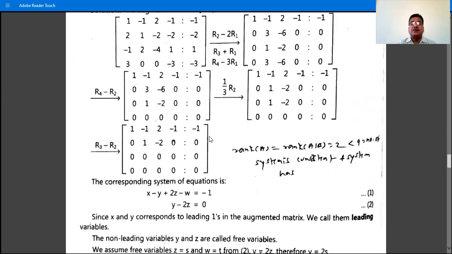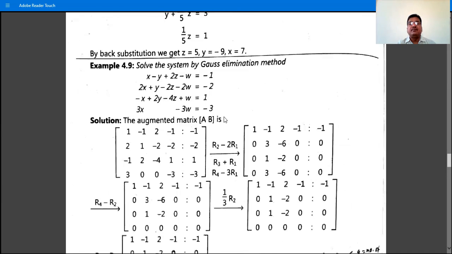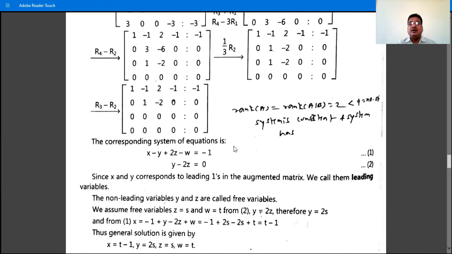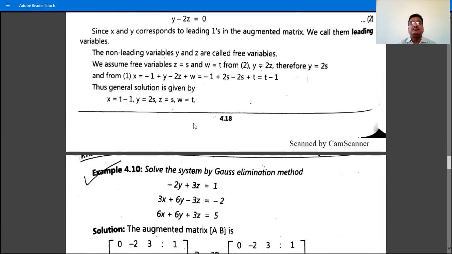So solve all these problems. If you observe, the rank of A is 2, rank of AB is 2, and this is strictly less than the number of variables. The number of variables is 4, so the system has infinitely many solutions. After rewriting the equations, we have two equations and 4 unknowns. So assign 2 unknowns.